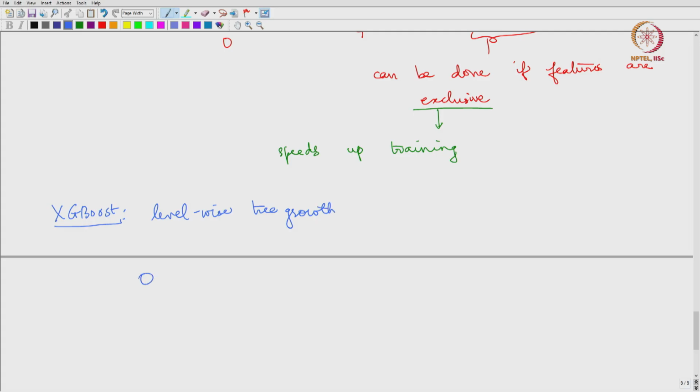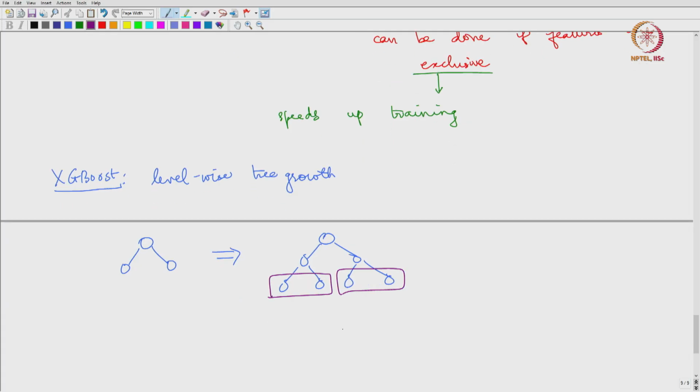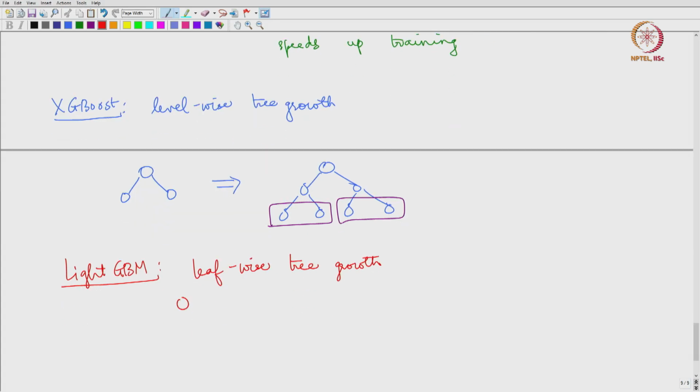So essentially if your tree looks like this, in the next stage it will look something like this, right. It will have grown by an entire new level, right. You can see that one whole new level has been added. So this is level wise tree growth, whereas if you look at LightGBM, which does leaf wise tree growth, here the trees are simply grown one leaf at a time.